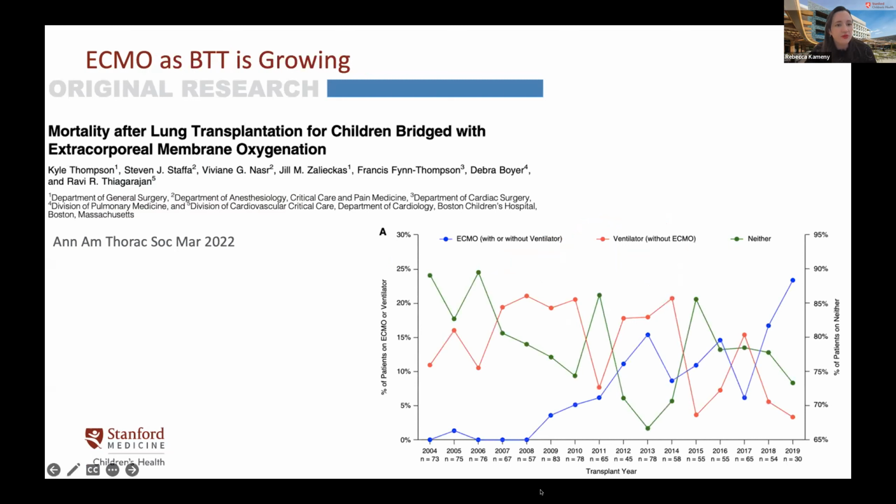Interestingly, and this is data including adult data, the use of ECMO as a bridge to transplant is actually growing. The graph here is a little bit confusing to read, but if you'll follow with me, the blue line is the use of ECMO pre-transplant through the years, and it correlates with the y-axis percentages on the left. ECMO in 2019 was used in about 25% of patients as a bridge to transplant. In contrast, there was decreasing use of the ventilator as a bridge to transplant strategy. Still the majority of patients, in green, which correlates to the y-axis on the right side, are not on any type of life support, as they termed it in this paper, prior to transplant, but its use is growing.